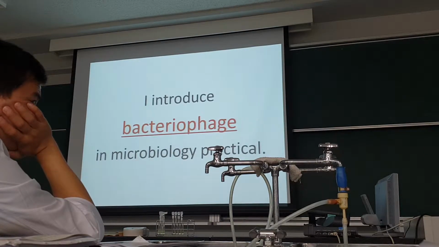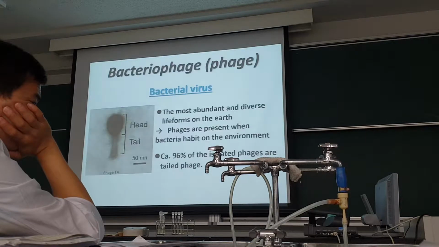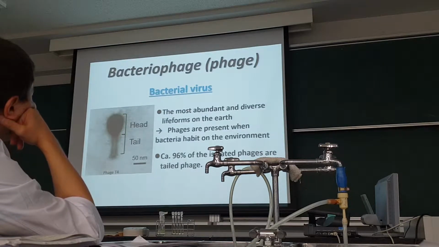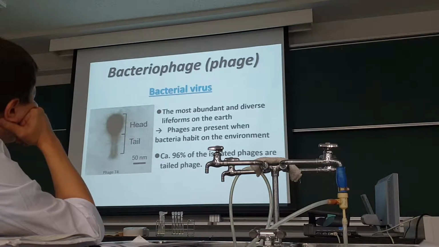How can I say, model for the coevolutionary arms race between virus and bacteria. Okay. So now I'm starting the practical. I'm going to introduce the bacteriophage. Bacteriophage, as a short, phage.